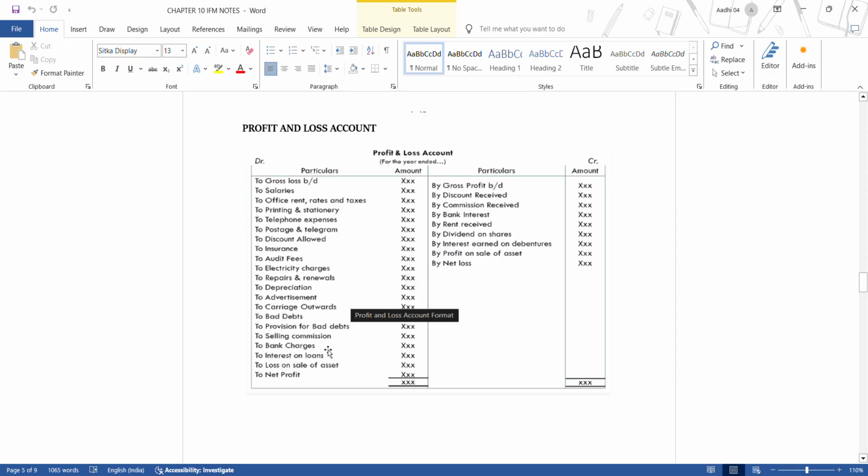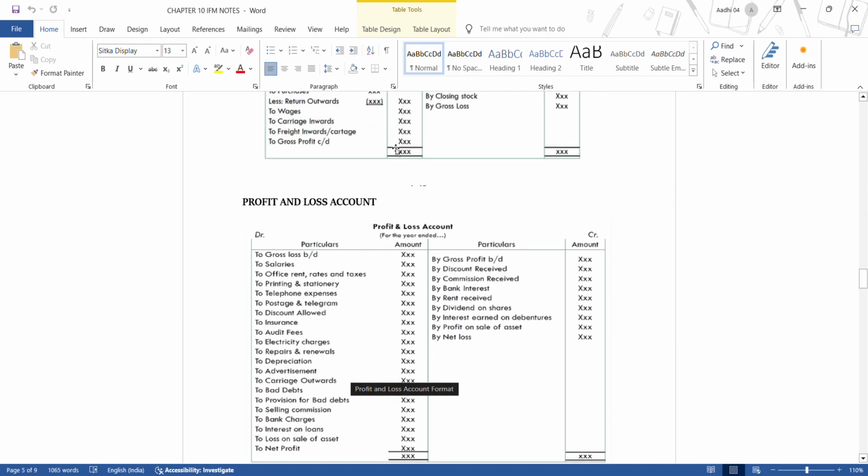All the items coming under the debit side are your expenses and all the items coming under your credit side is your income. Again, if the income side, if the credit side is more, means you are getting net profit, and if your debit side, all your expense side, is more, means you are getting net loss. Now you are seeing here gross profit, gross loss. After balancing your trading account, if it is gross profit, it will be shown in the credit side. Since it is a profit, it will be shown in the credit side. If it is a loss, it will be shown in the debit side. Debit side means your expense side.